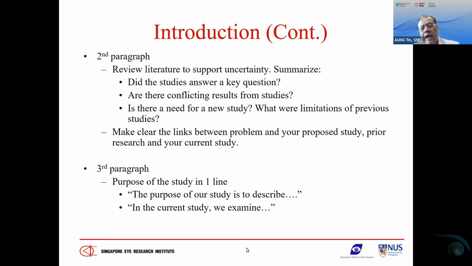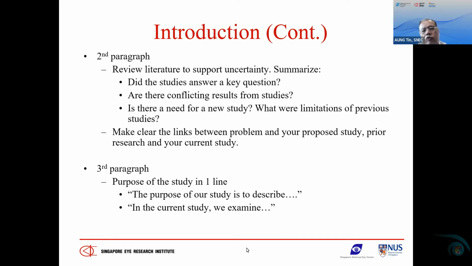In the second paragraph, you summarize what the literature shows about this uncertainty. For example, if you ask what the cause of glaucoma is, you say some studies have shown it could be due to this cause, other studies have shown another cause. And what were the problems or limitations of previous studies? So you link the problem with the prior research. From there, you go to the third paragraph, because you've set the background, you now say why you're doing this study and what the aim of your study is.